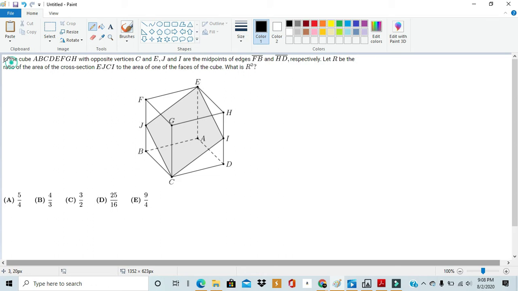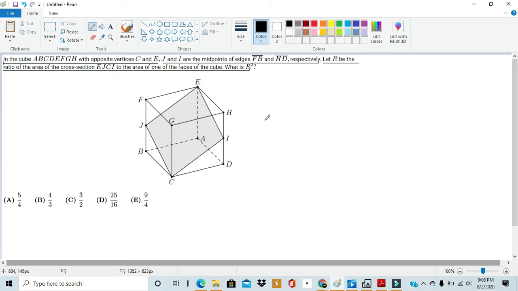In the cube ABCDEFGH with opposite vertices C and E, J and I are the midpoints of edges FB and HD respectively. Let R be the ratio of the area of cross-section EGCI to the area of one of the faces of the cube. What is R squared?